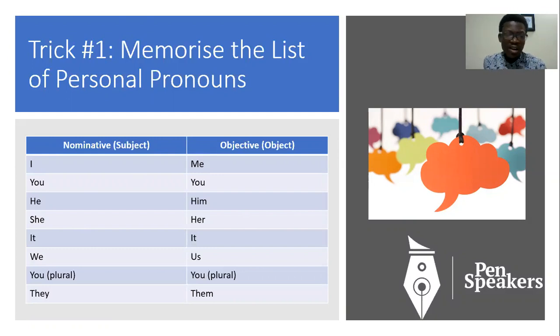The nominative pronouns are I, you, he, she, it, we, you, they. Name the objective pronouns. The objective pronouns are me, you, him, it, us, you, them, bam.